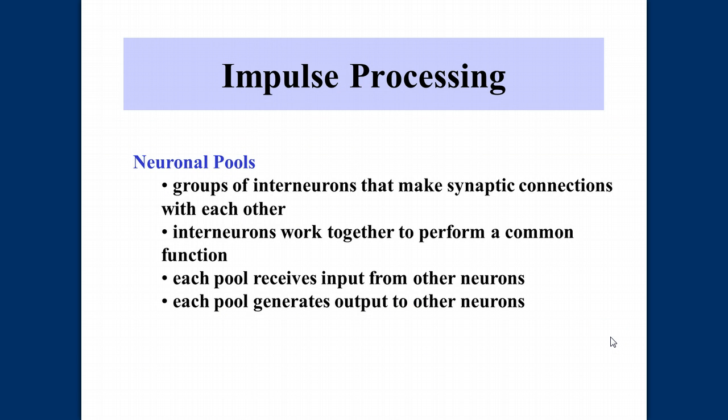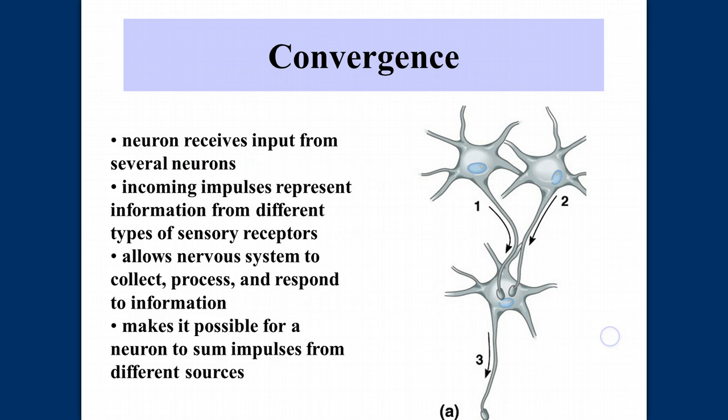Impulse processing. You have neuronal pools. These are groups of interneurons that make synaptic connections with each other. Interneurons work together to perform a common function. These pools receive inputs from other neurons, and each of these pools also generate output to other neurons. So it's just a process of transferring a nerve impulse from one group to the next.